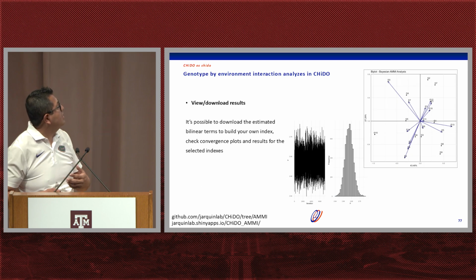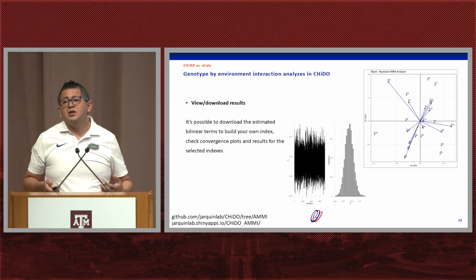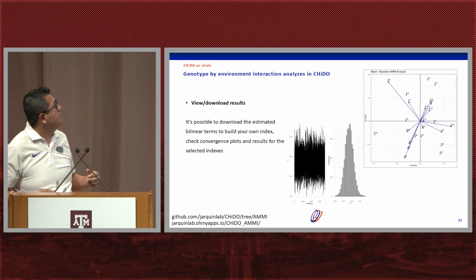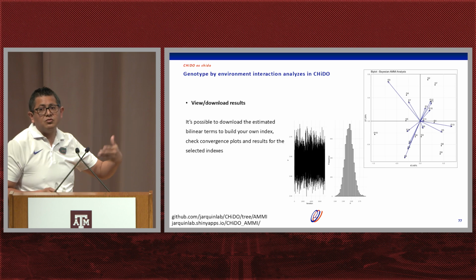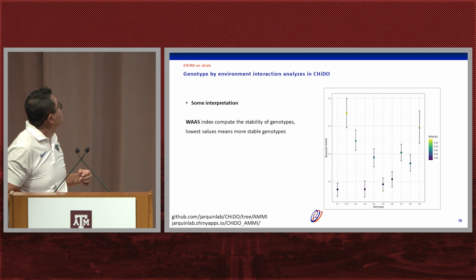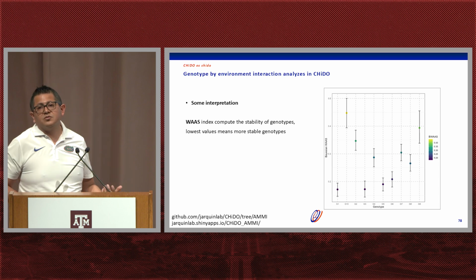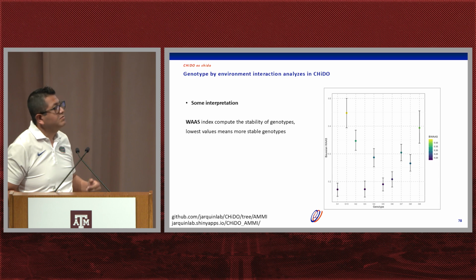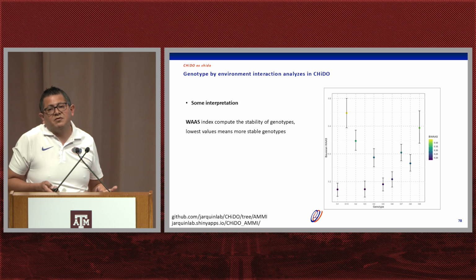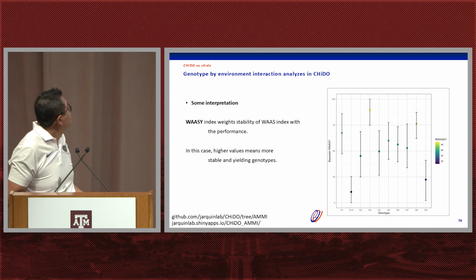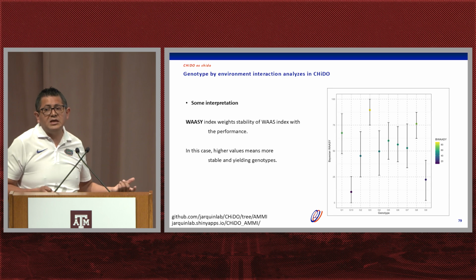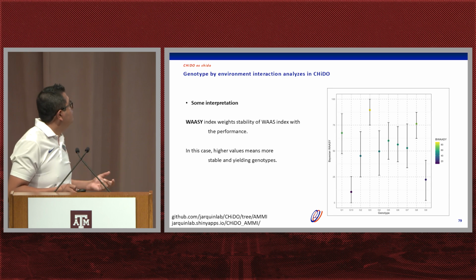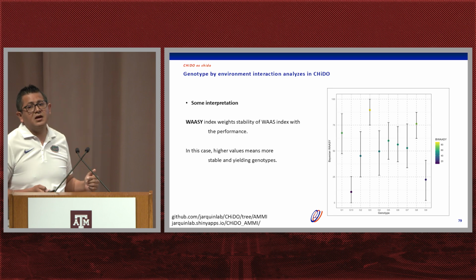We can visualize the trace to evaluate whether we have convergence or not. We have the Bayesian biplot. In this case, we don't have the contours for now, but we can use this to build up the other parameters. For example, WAAS index, compute stability of genotypes. The lowest values correspond to the more stable genotypes. Again, but it might be the case that the performance is not that good. So we can use WAASB, a modification of this index, where we take into consideration yield performance, and in this case, higher values are better.